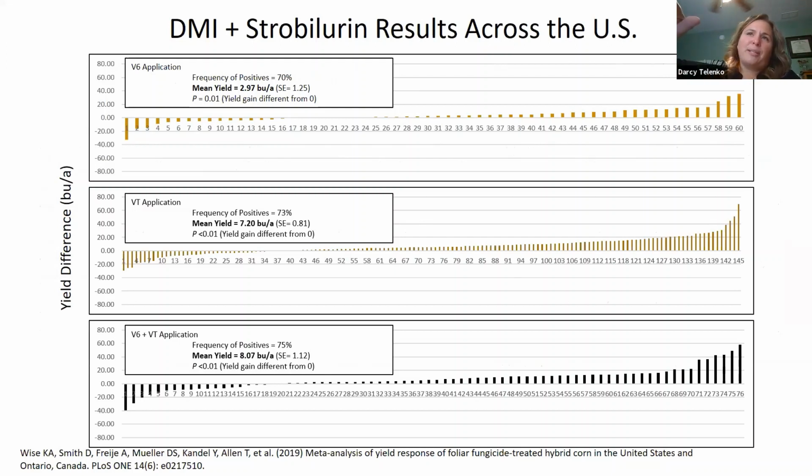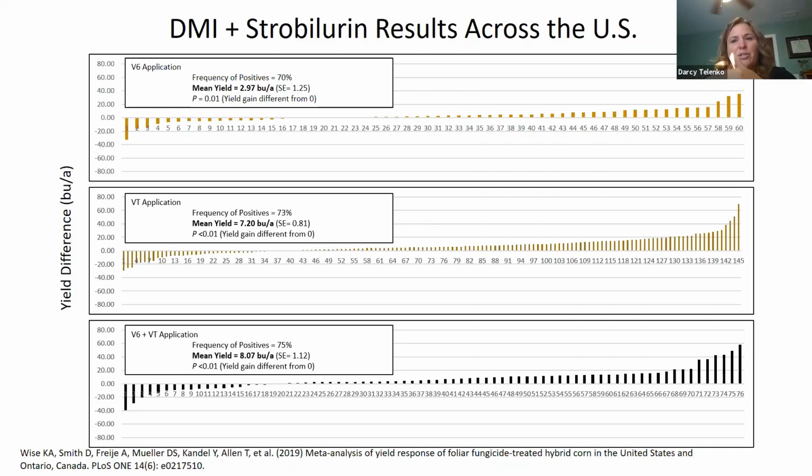And so 70% of the time, the V6 application did have a positive yield response with a mean of about 2.97 bushels per acre. So that doesn't quite pay for it, but I'll show you those results. They'll plot it differently. Then looking at the VT, 73%, so it's a little bit better, with a mean yield of 7.2. So again, we do see an increase in yield with that VT application.